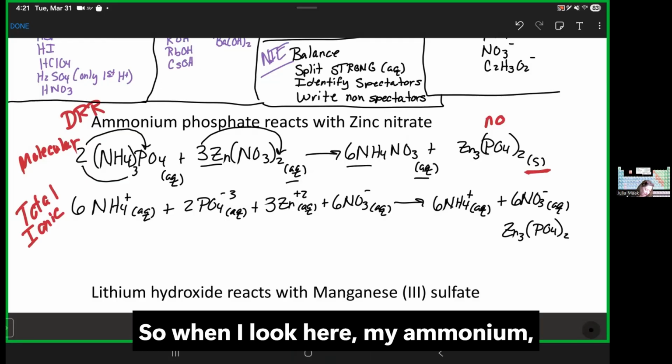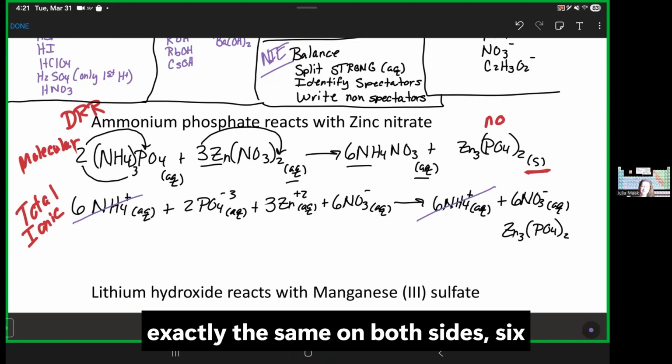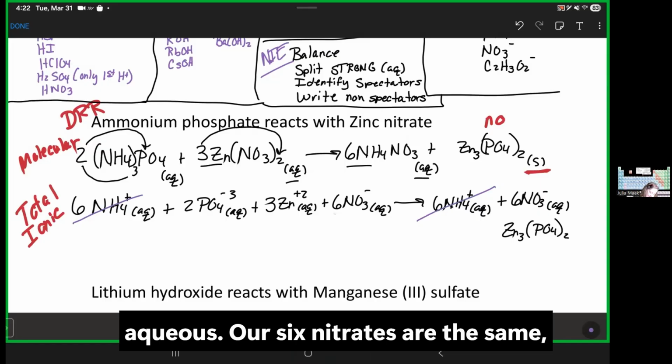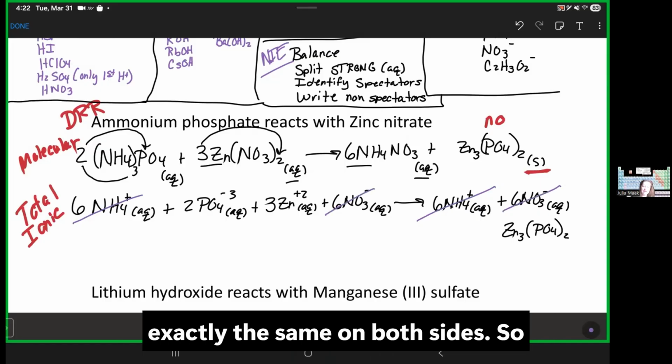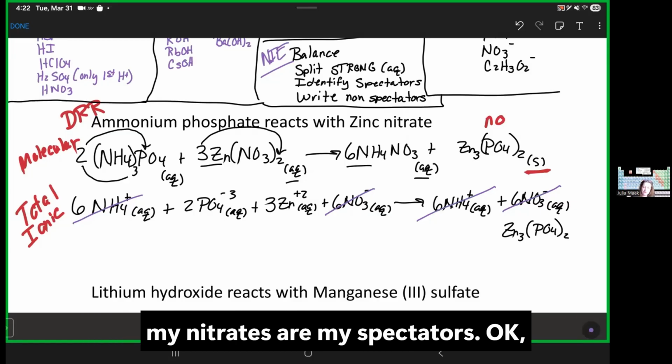When I look here, my ammonium ions are spectators, because they're exactly the same on both sides: 6 of them with a positive charge and aqueous. Our 6 nitrates are also exactly the same on both sides. So my ammoniums and my nitrates are my spectators.